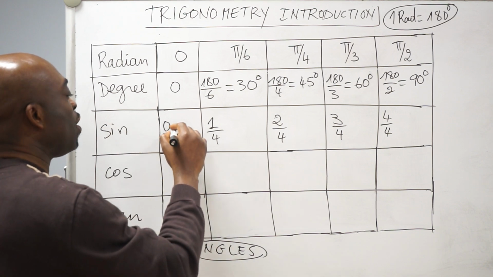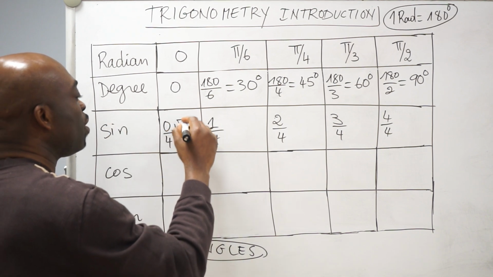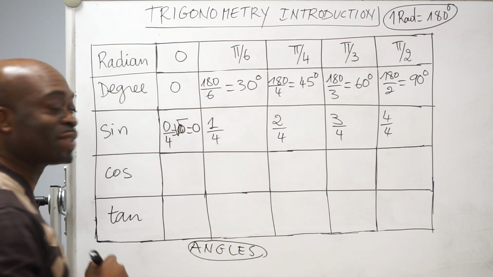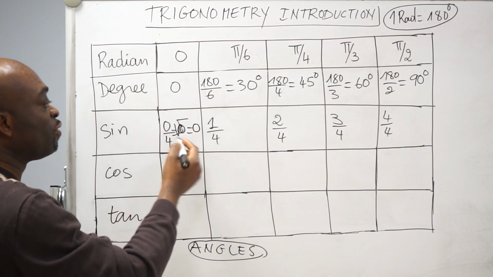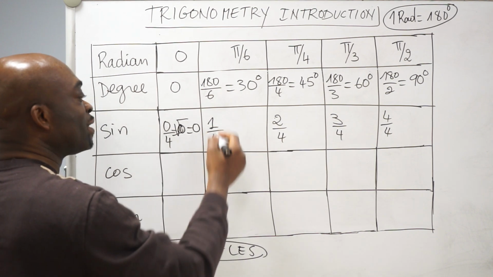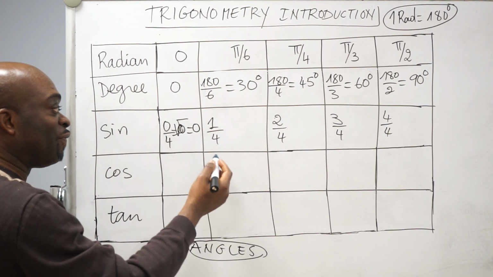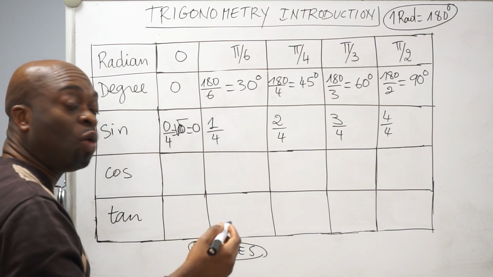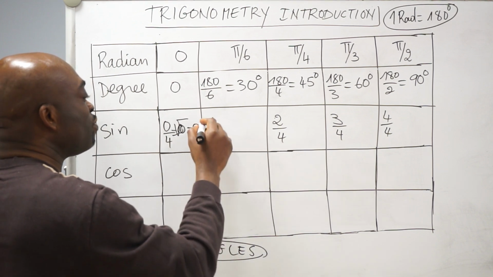So this is a 0, and then square root of 0 will give us what? It's going to give us 0. So this one stays 0. So sine 0 degrees is 0. Okay? Now, sine what? 1 over 4. So like we said, we simplify, and then we take the square root of it. So can we simplify this one further? No. So we're going to take the square root of it.